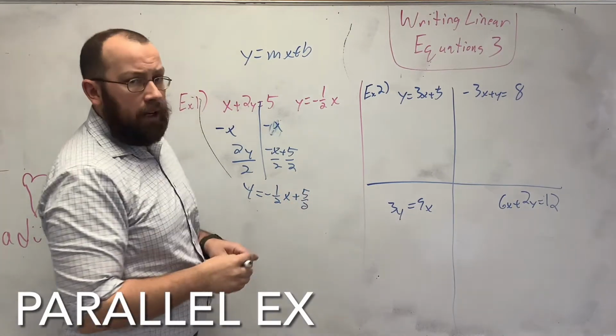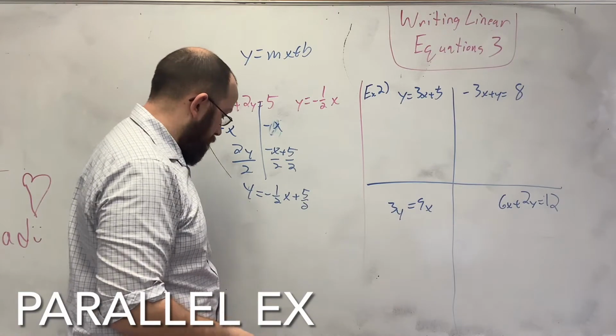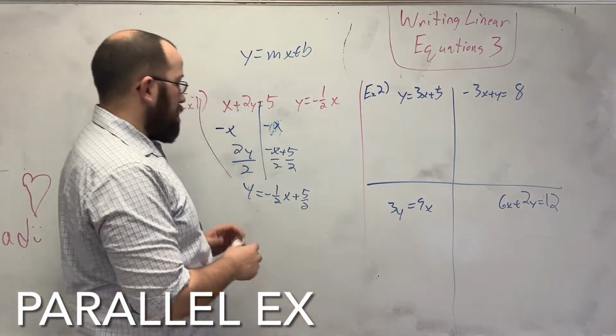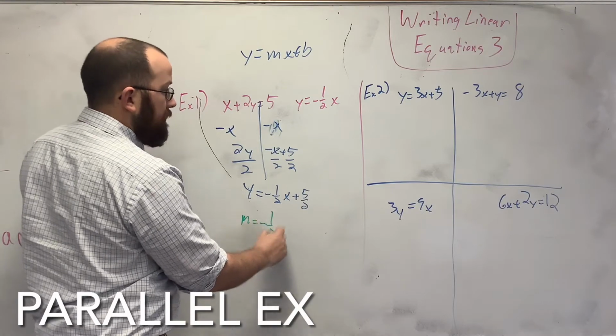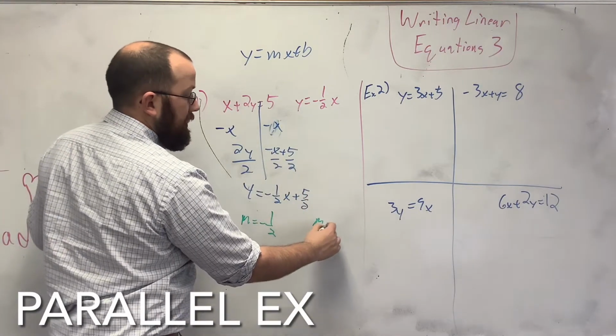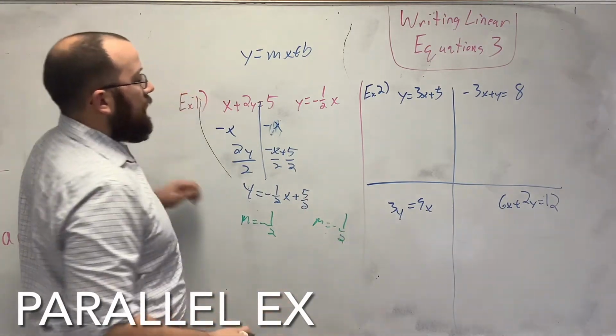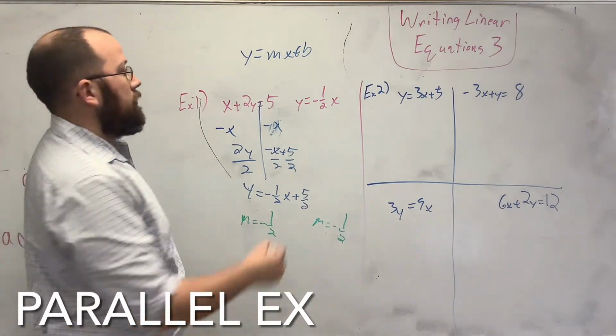So I don't care about the y-intercept whatsoever. What I want to know is, do the slopes match up? So the slope of this one is negative 1/2. The slope of this one is negative 1/2. They are parallel.